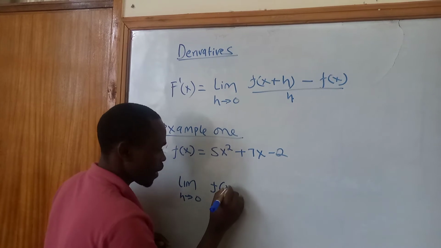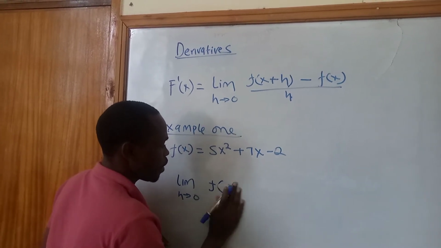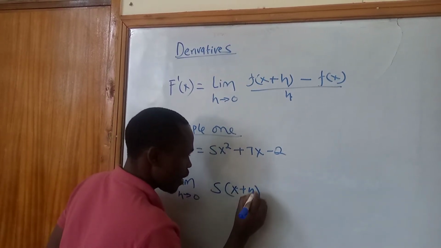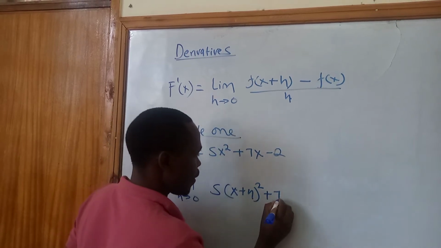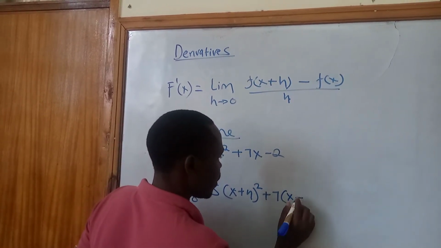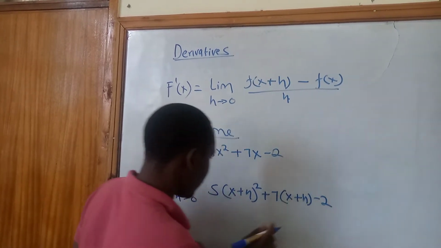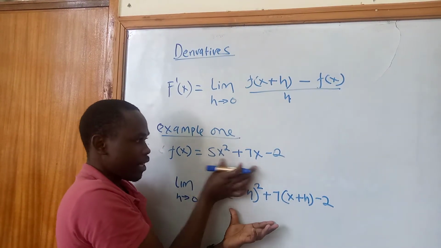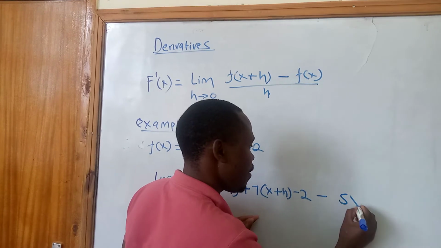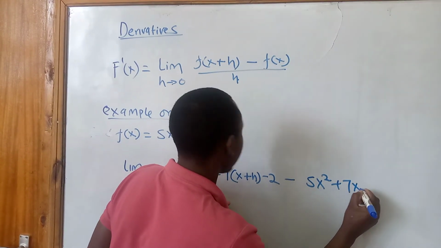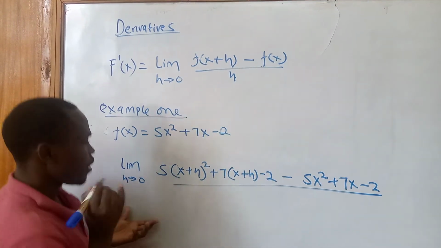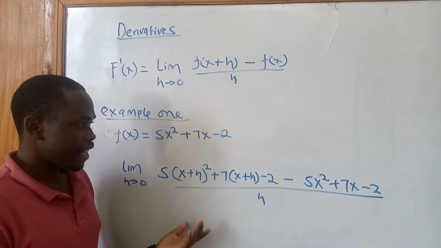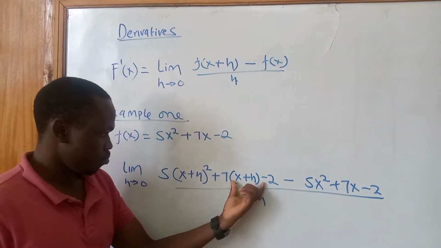Then it will be 5 into x plus h squared plus 7 into x plus h plus 2. All of this is the same as f of x plus h. Then minus our function, and our function is 5x squared plus 7x plus 2. Then all of it, according to the formula, I divide by h. Very simple.